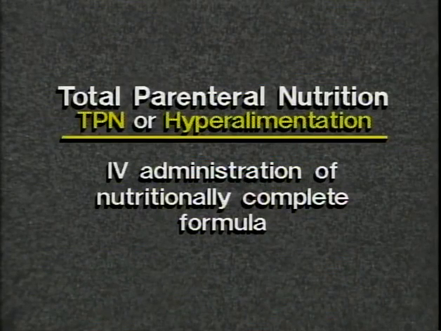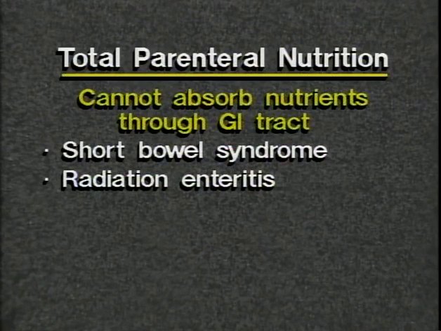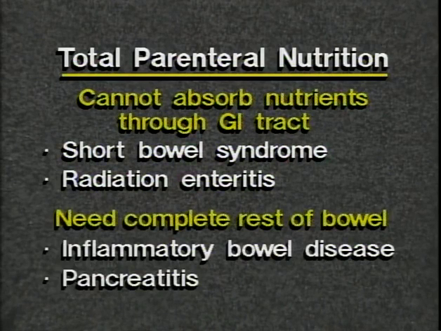Total parenteral nutrition, also called TPN or hyperalimentation, is intravenous administration of a nutritionally complete formula. Those who require TPN include patients who cannot absorb the nutrients through the gastrointestinal tract, such as those patients with short bowel syndrome or radiation enteritis.